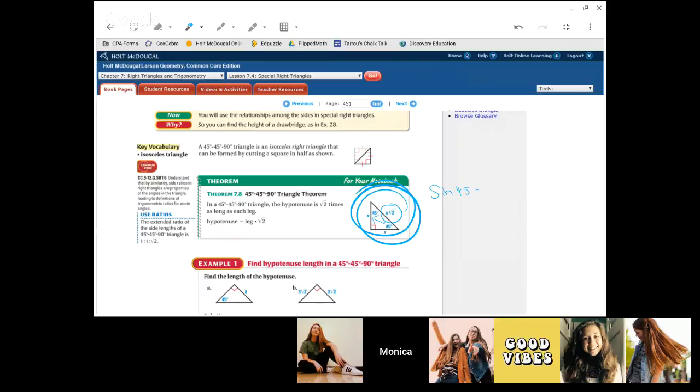So it'll be sine 45 equals opposite over hypotenuse. So those are going to cancel out, and it's going to be 1 over the square root of 2. Remember, you can't have square root of 2 on the bottom, so you have to rationalize it. Square root of 2 over square root of 2. So that's going to give you the square root of 2 over 2.